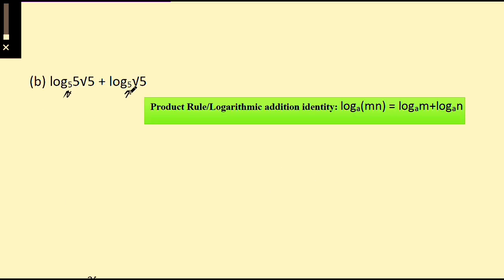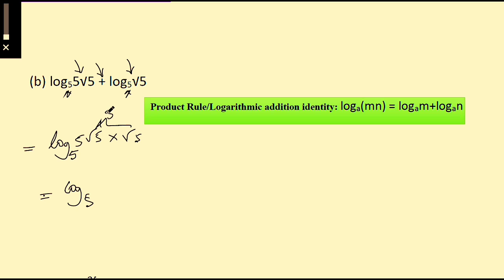Here question B, we have log 5 root 5 to the base of 5 plus log root 5 to the base of 5. So according to the product rule of log, we can write it as a single log, like log 5 root 5 times root 5 to the base of 5. So here 5 root 5 times root 5 will become 25, since root 5 times root 5 will be 5, then 5 times 5 will be 25. So finally we will get log 25 to the base of 5.